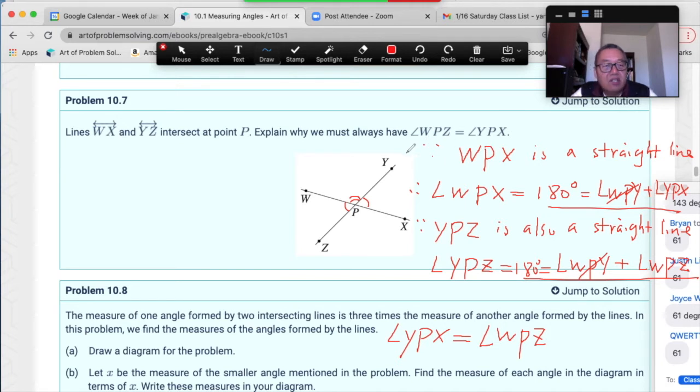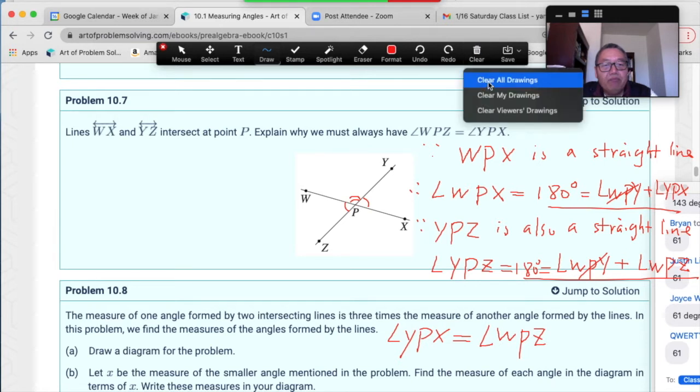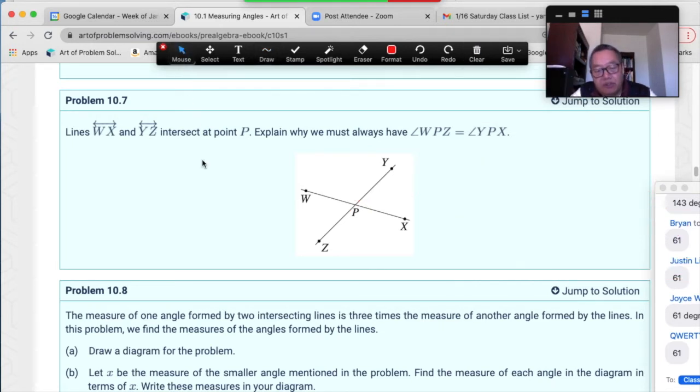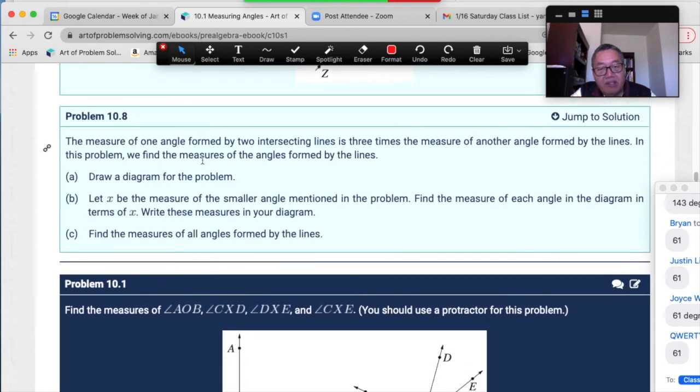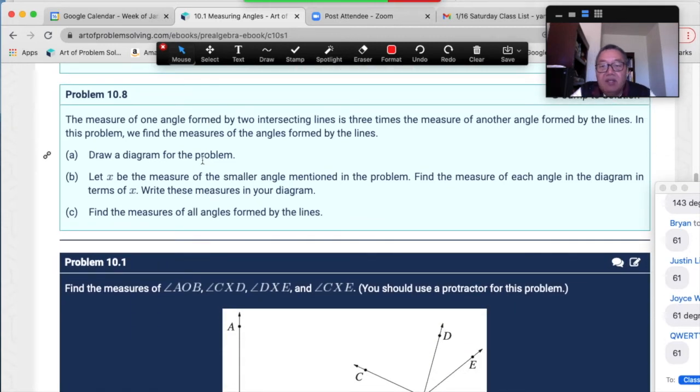So this is just to show you how to write a proof, okay? Now, let's go to number 8. Joyce, can you help me read this problem? The measure of one angle formed by two intersecting lines is 3 times the measure of another angle formed by the lines. In this problem, we find the measures of the angles formed by the lines.